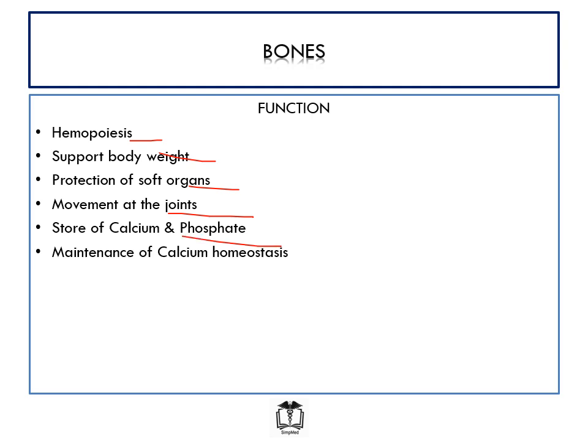We'll talk about joints in a separate module, but at joints we have movement occurring. Bones are involved in storing calcium and phosphate. Remember that the extracellular component of a bone is largely mineralized, and the minerals within this extracellular component contain large stores of calcium and phosphate. And sometimes when we do need calcium and phosphate within the blood, bones can release calcium and phosphate into the blood to maintain calcium and phosphate homeostasis.